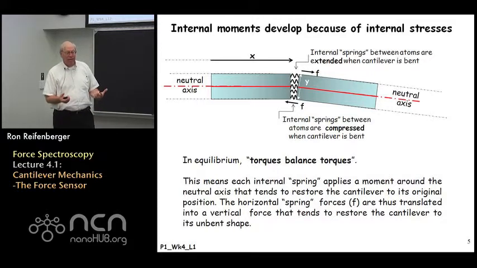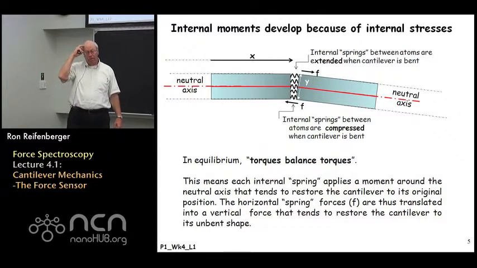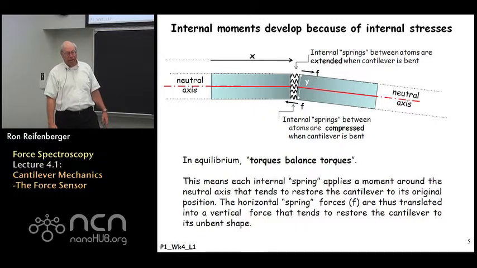So in equilibrium, torques balance torques, or moments balance moments, depending on what notation you like to use. This means that the moment around the neutral axis is trying to restore the cantilever to its original position. The cantilever's been distorted by the application of this external force to the end of the cantilever.